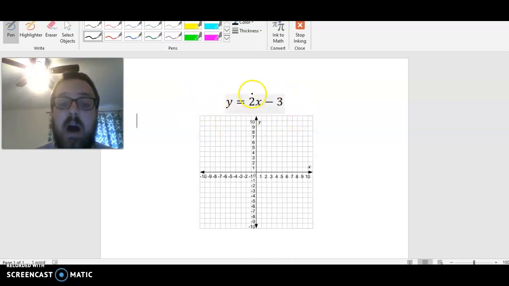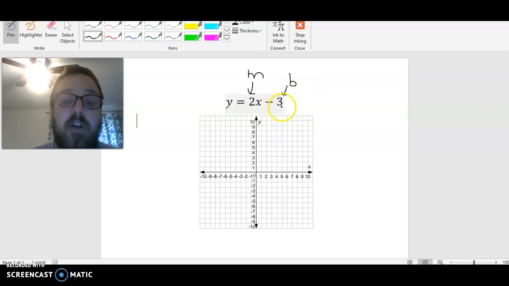So here we have a line in y equals mx plus b, and what I need to identify is what my slope and my y-intercept is. Now, if you remember, the m would be our slope, so in this case that'll be 2, and the b will be -3, and that's our y-intercept.